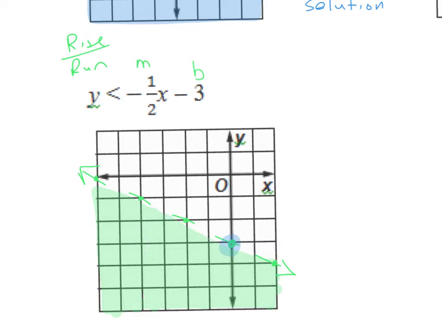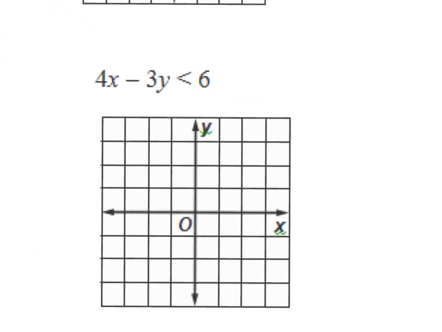Okay, so again, everything in this region is an answer. On the dotted line would be not an answer, right? Because it's dotted, it's not part of the solution, and everything up here is not an answer. So the only thing that works is everything in this green shaded area. All right, we're going to go ahead and slide across now and look at this fourth example here, and then we'll go back up.